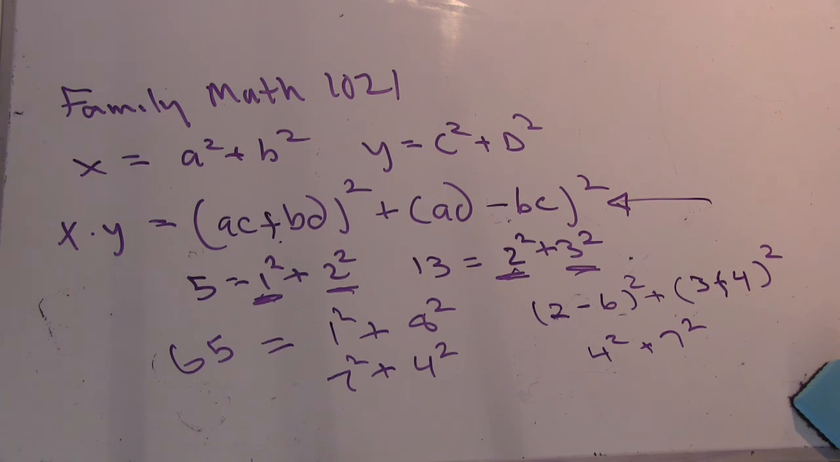Cool. All right, so what we're going to do off camera now is write a computer program that tries to find all the different ways to write any integer as the sum of two squares. And we'll see what we find.